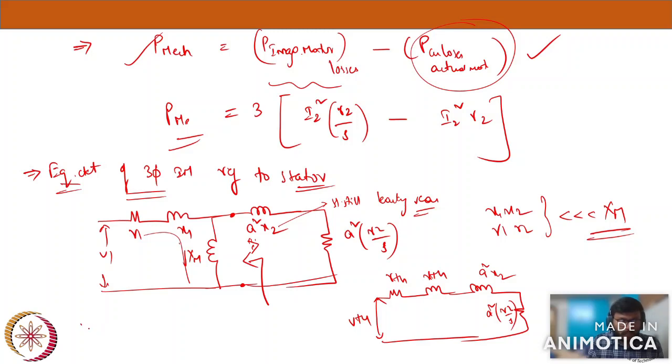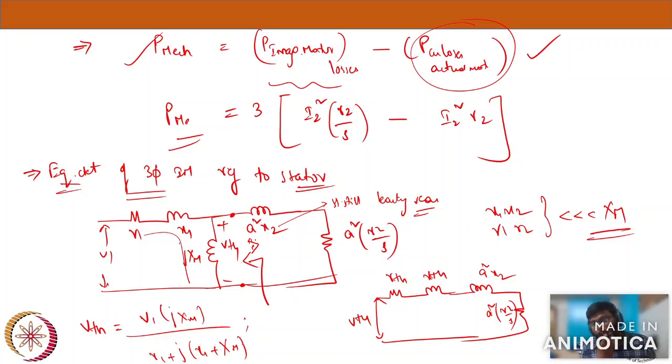So I will just write it here. Thevenin's voltage is V1, because if you see here, this is what the Thevenin's voltage is. I hope you also agree with that. The voltage across the magnetizing branch is nothing but the Thevenin's voltage. If you want to calculate it, it's V1 into jXM divided by R1 plus j(X1 plus XM), and it will be useful for solving problems of this kind.